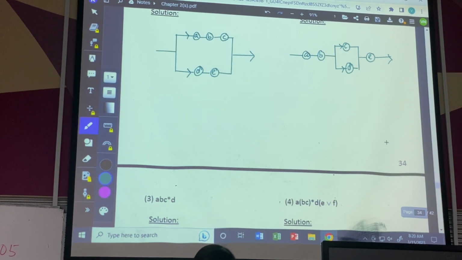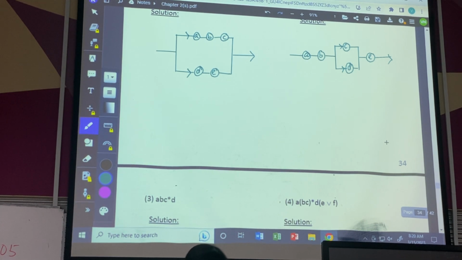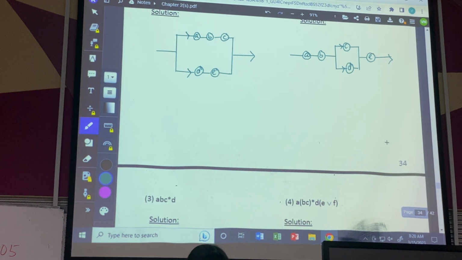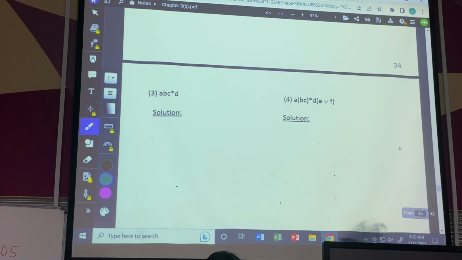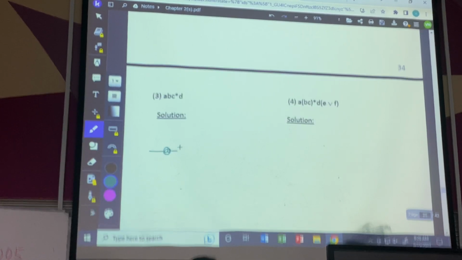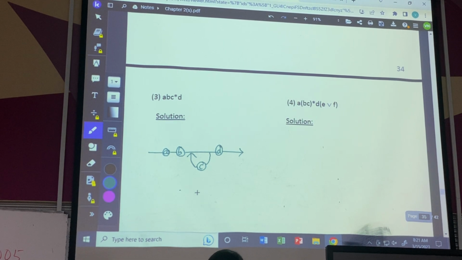Third one, ABC asterisk D. So we go to ABC. You see this one, the C, is the loop, right? So we will loop this one.